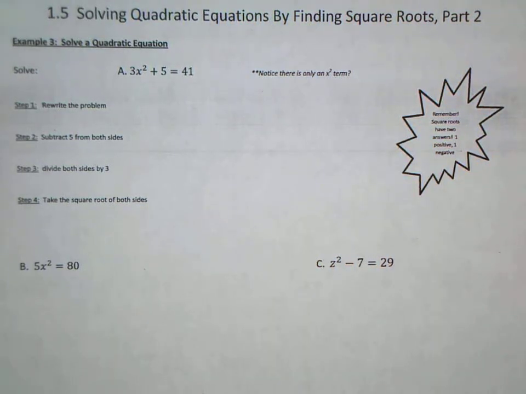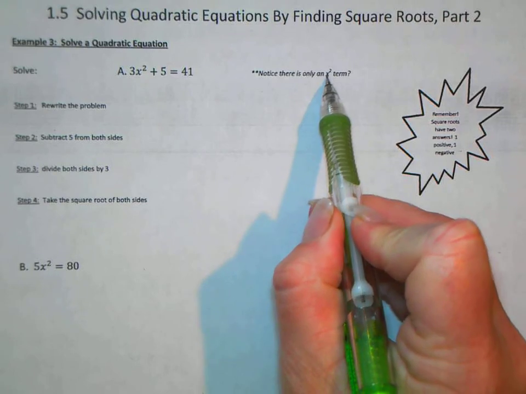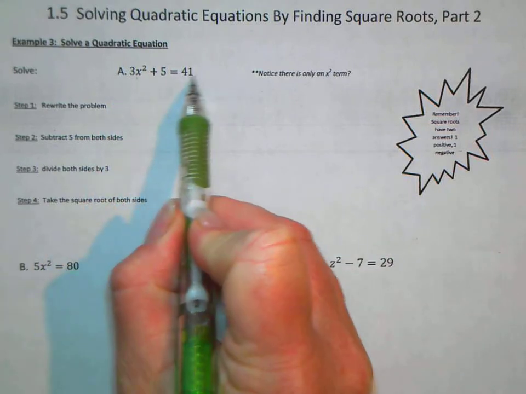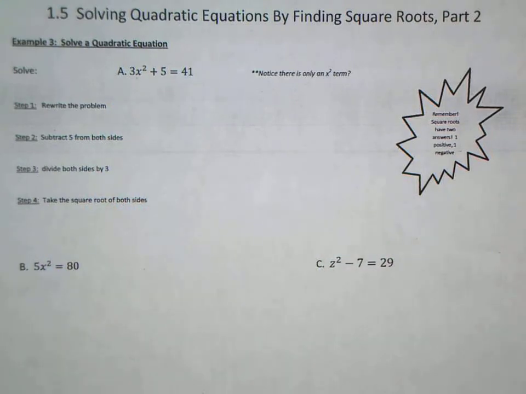All right, today we are going to finish up section 1.5, solving quadratic equations by finding square roots. One of the characteristics of solving an equation by square roots is that you'll notice there is only an x squared term. When you look at the rest of the equation, there is nothing with a single x term as there is in standard form. So that is usually a clue that you can solve it by finding square roots.